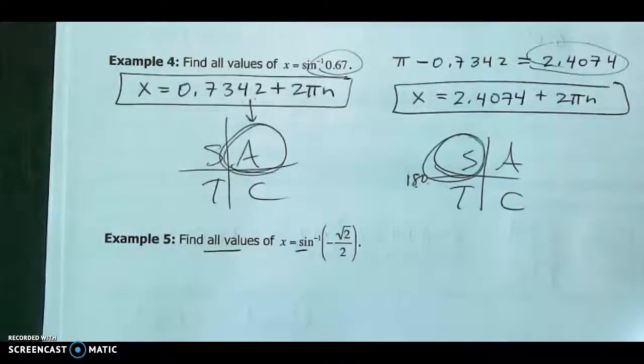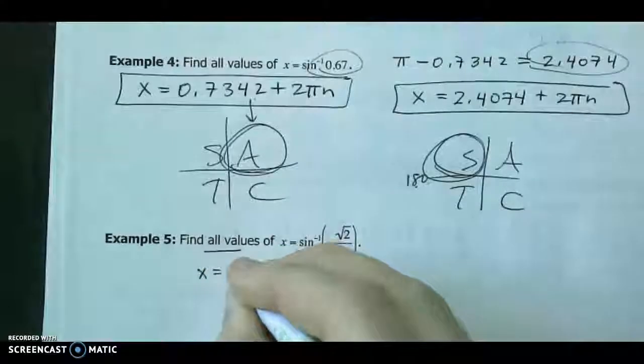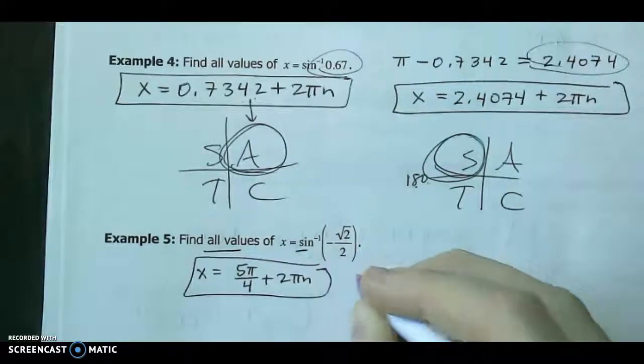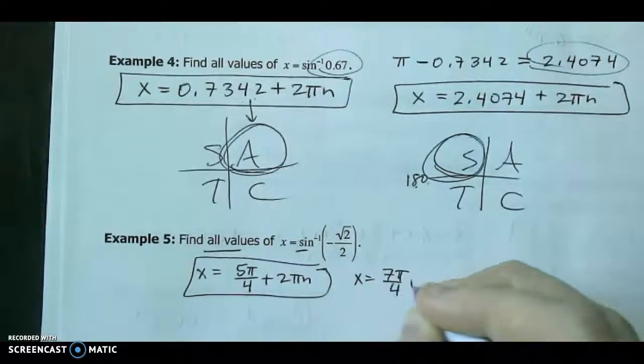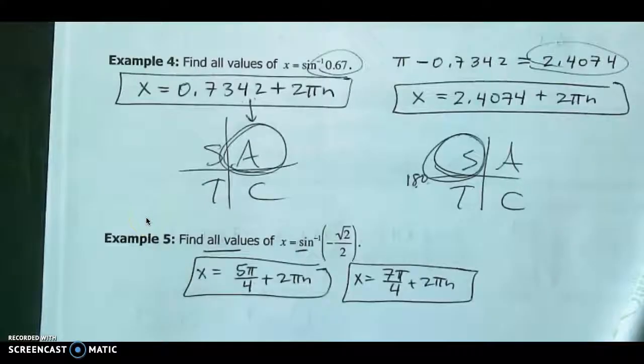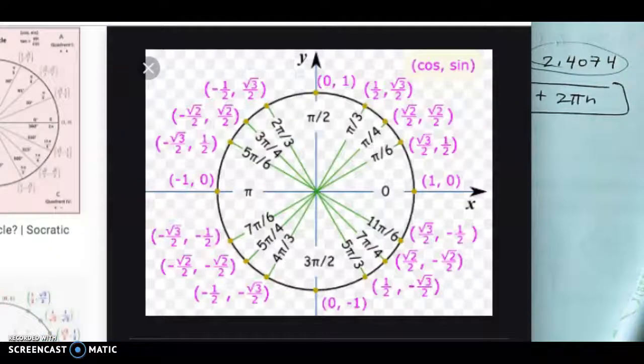Let's go back. You write it like this and this. If you wanted just the principal value, you would have to look back at your unit circle. And the range for sine is negative pi over 2 to positive pi over 2. So this one is too big. It's bigger than pi over 2 in both directions. But your 7 pi over 4 you can write as negative pi over 4. And so that's how you would write it as a principal value.